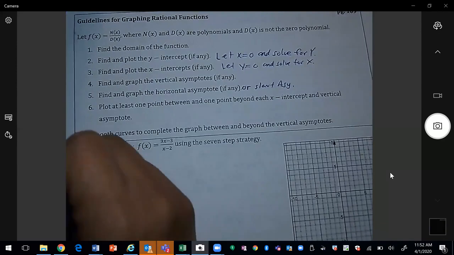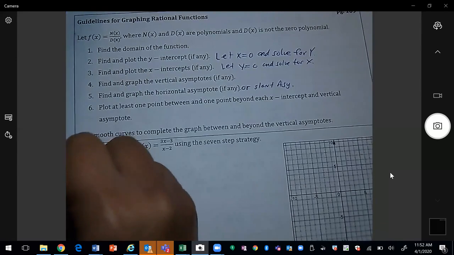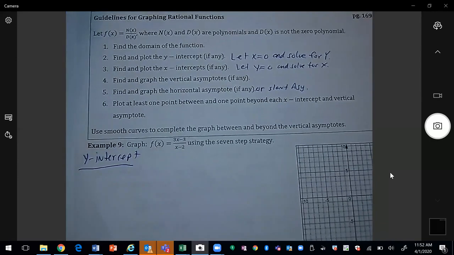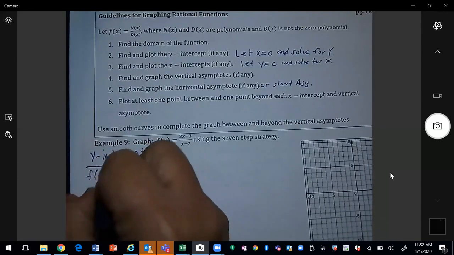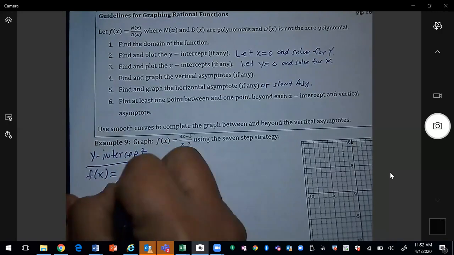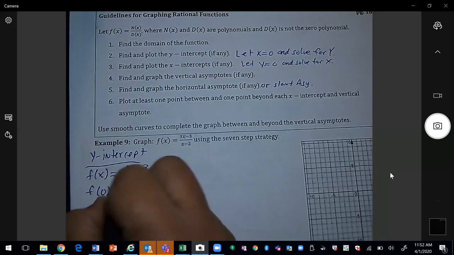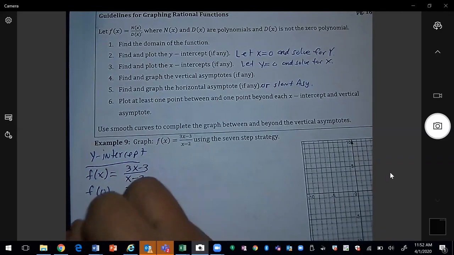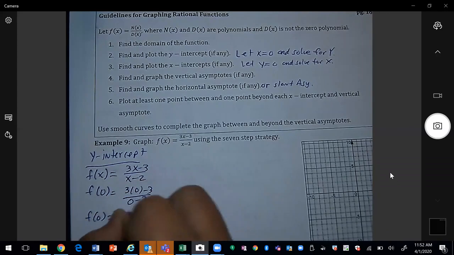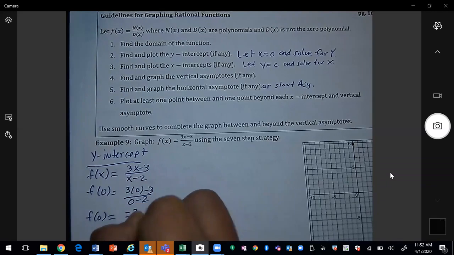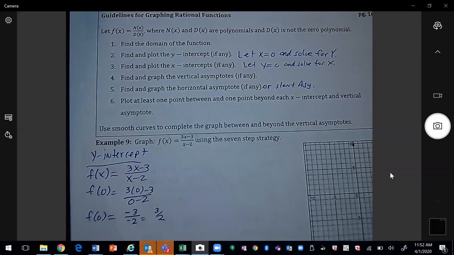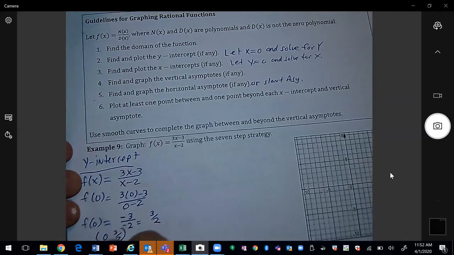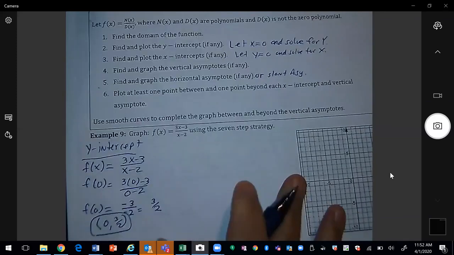So I'm going to find the y-intercept first. Okay, so to find the y-intercept, this is the function. So I let x equal 0. So 3 times 0 is 0. 0 minus 2 is -2. So we get 3/2. So your y-intercept is at (0, 3/2). And we'll plot it in a little bit.